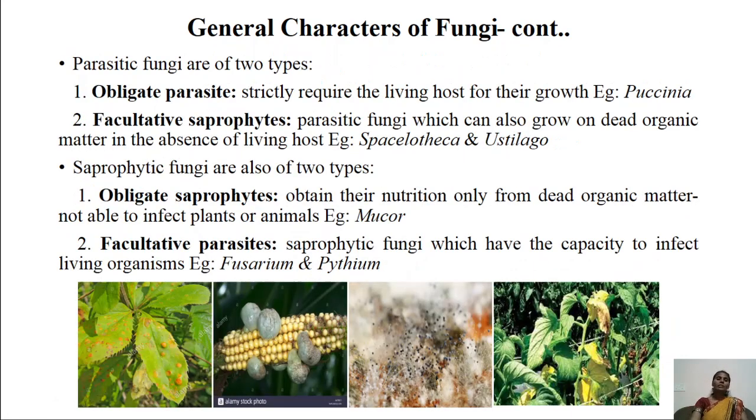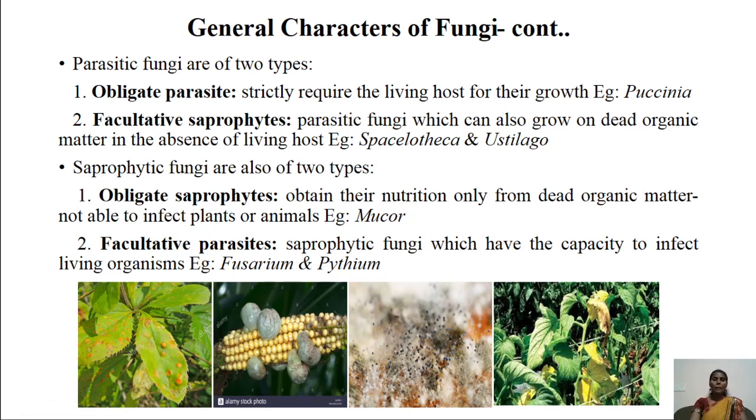Then coming to the types of parasitic nutrition. Parasitic fungi are of two types, obligate parasite and facultative saprophyte. Obligate means they strictly require the living host. Without the host, they won't exist. Their growth is not possible. So those types of fungi are called obligate parasites. Example, Puccinia.